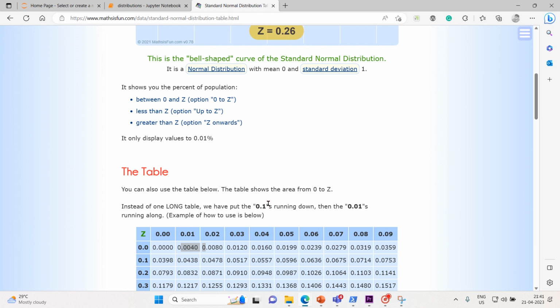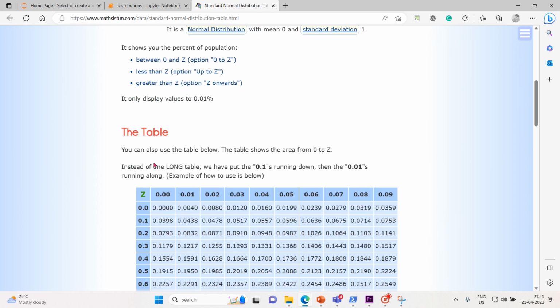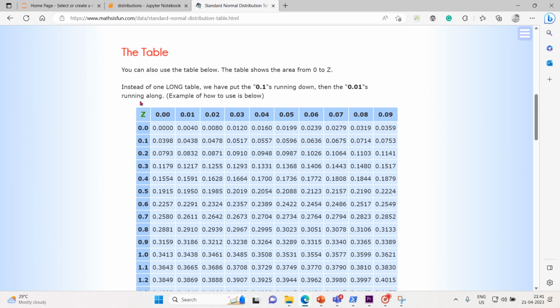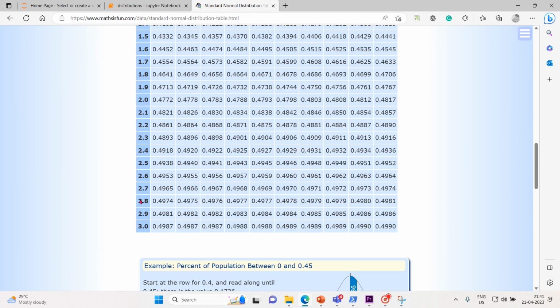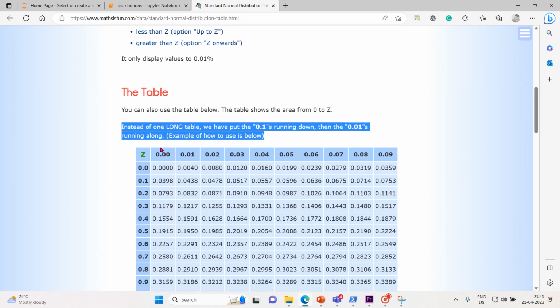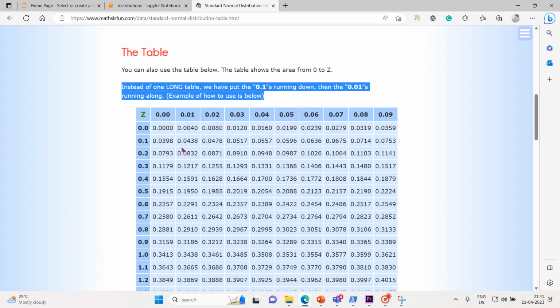Now let's look into how you can calculate. This table is very important. You can also use this table. The table shows the area from 0 to Z. Instead of a long table, this is a very important point. In the long table, they have put 0.1s running down, and 0.01s are running along here. An example of how to use this is below.